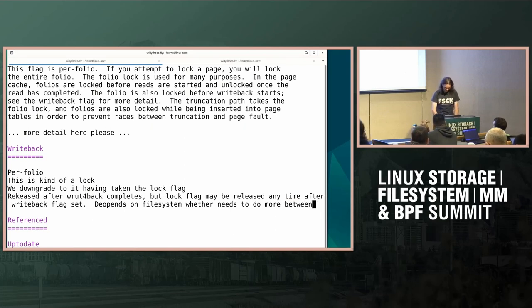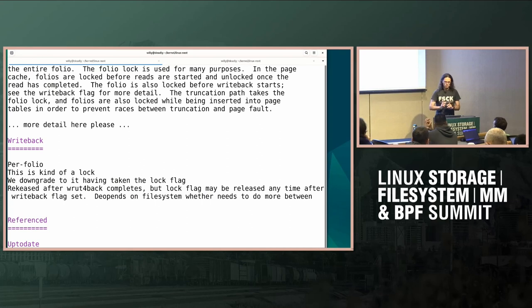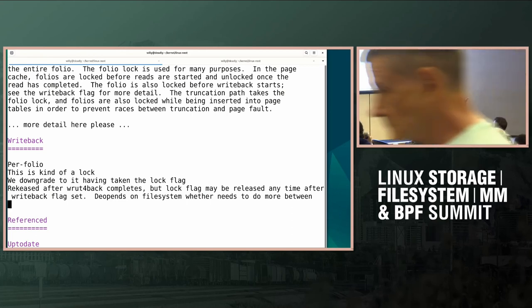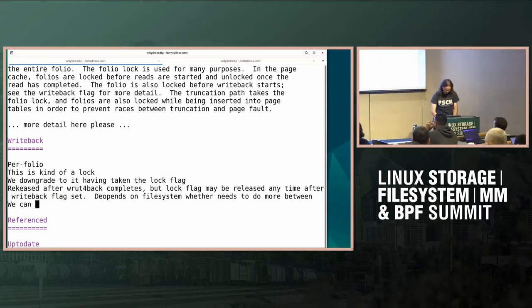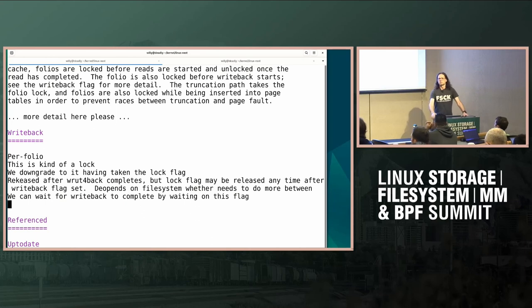What's the relationship of write back and page pinning? There is no relation between write back and page pinning, other than it's a junior lock. So sometimes we'll wait. That's a good thing. We can wait for the lock. We can wait for write back to complete by waiting on this flag. I think there's also that when the write IO finishes and clears the write back flag, it puts the page to the tail of the LRU. Okay, so it can be reclaimed. Folio put to tail of LRU for faster reclaim.